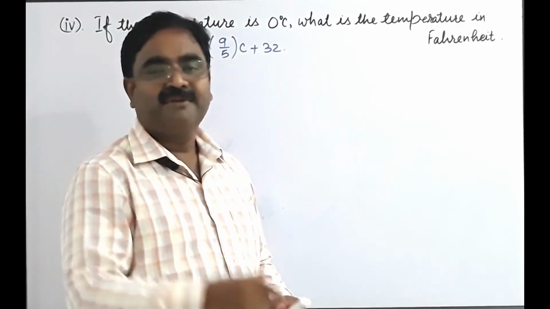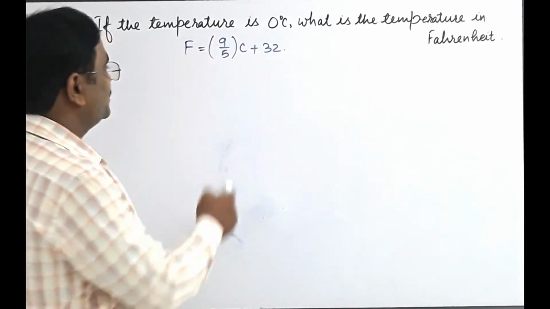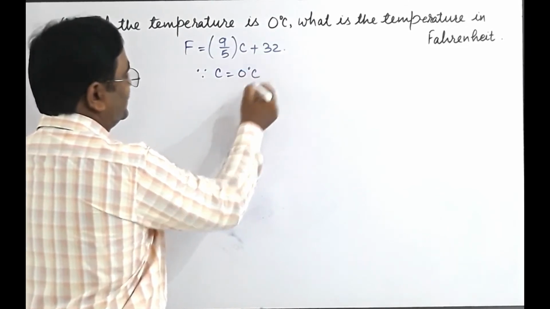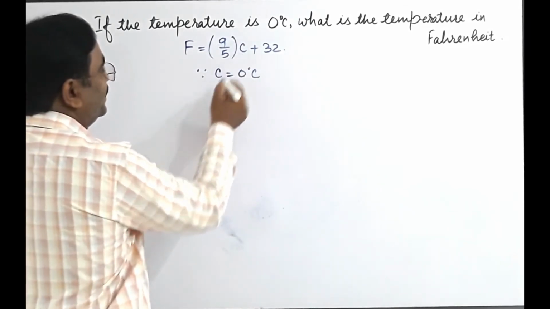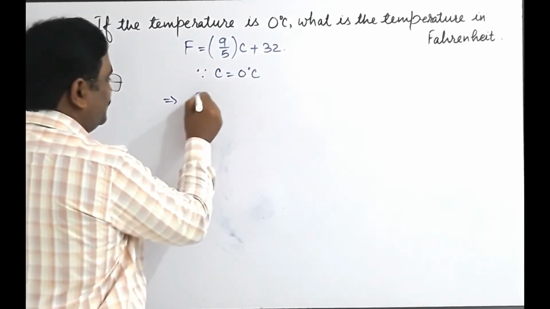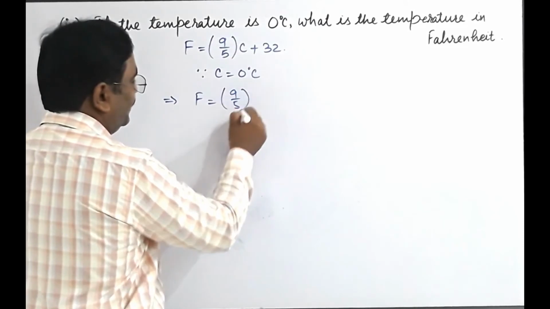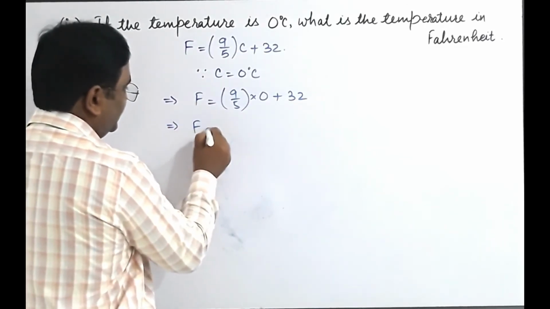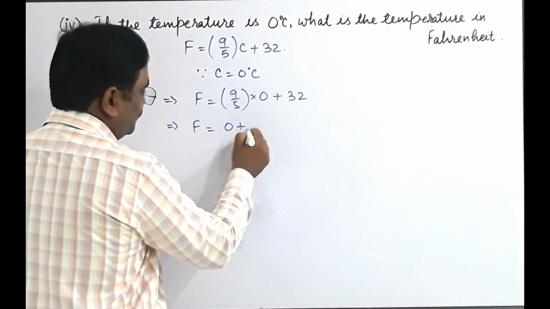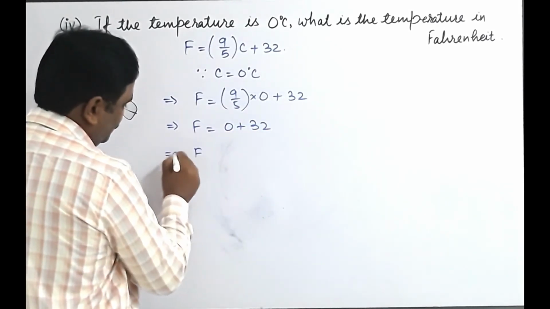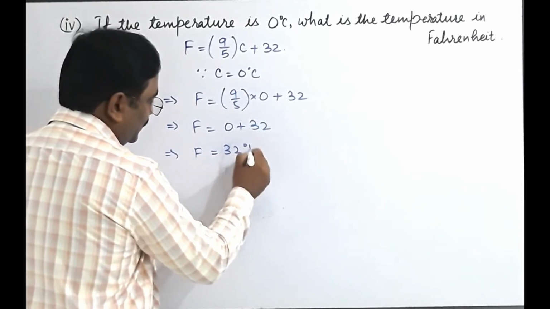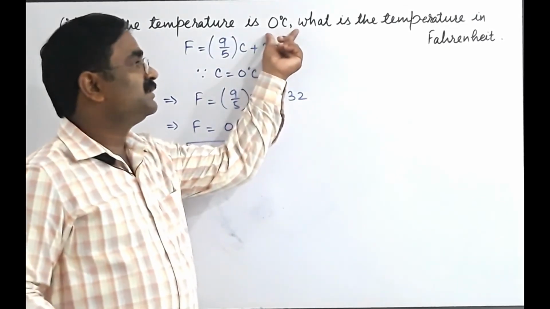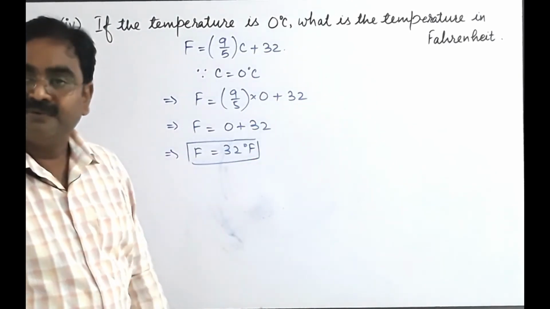Right? So as here given temperature is 0 degree centigrade, it means the value of C is given, since C is equals to 0 degree Celsius. Substitute this value of C in the equation. Therefore F is equals to 9 by 5 into C, and the value of C is 0, plus 32. So you will get Fahrenheit F is equals to 9 by 5 into 0 is 0 plus 32. Therefore F is equals to 32 degree Fahrenheit. When the temperature is 0 degree Celsius, then the temperature in Fahrenheit is 32 Fahrenheit.